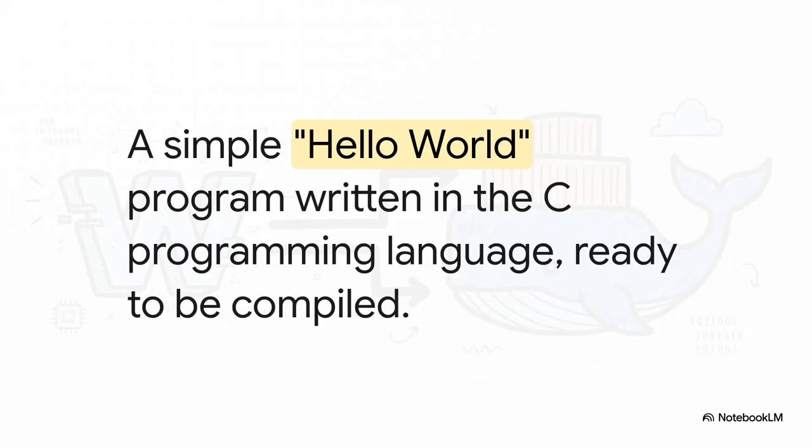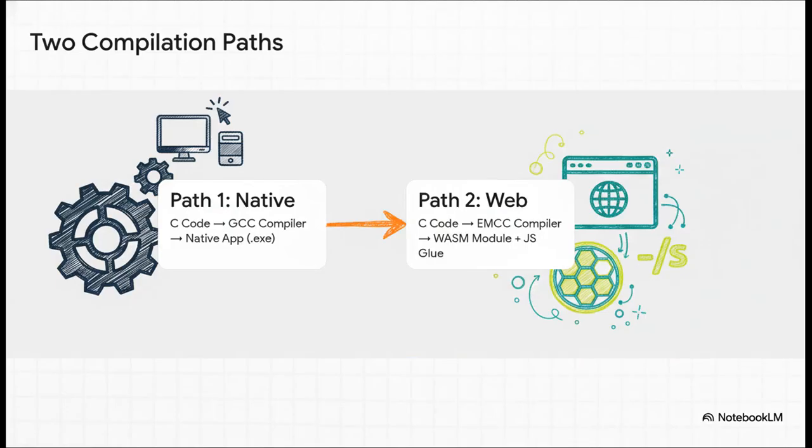So here's our code. Super simple. Hello World. In the old days, right, you'd compile this thing, and it would become a native application. Something that runs directly on your Windows machine or your Mac. But with WASM, things get interesting. We've got two paths we can take. The first path is the traditional one. We use a compiler, we get a native app.